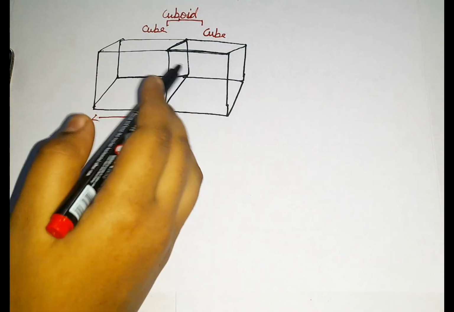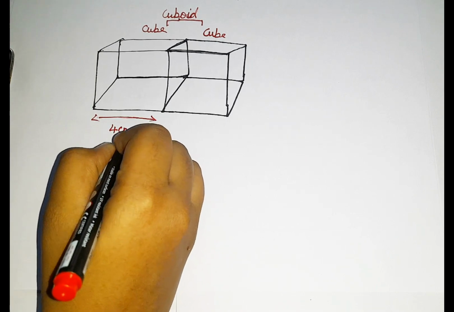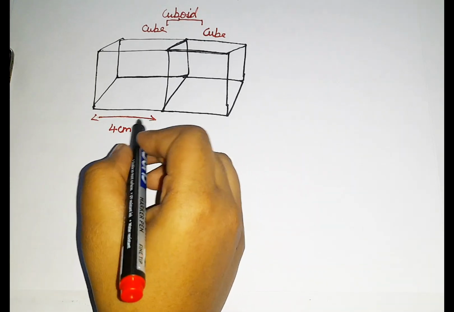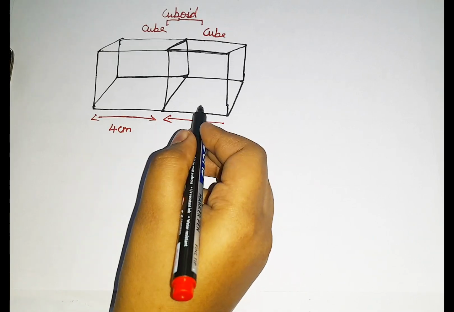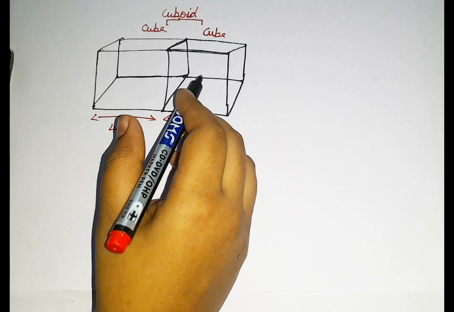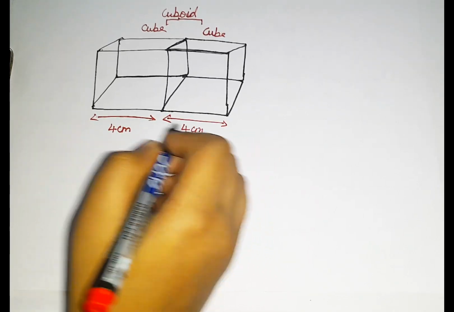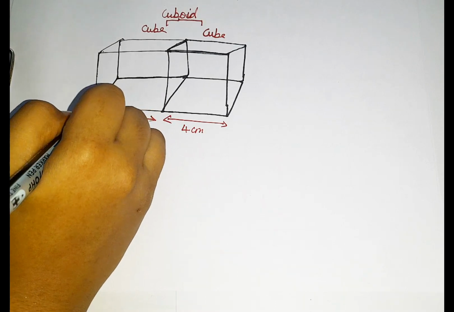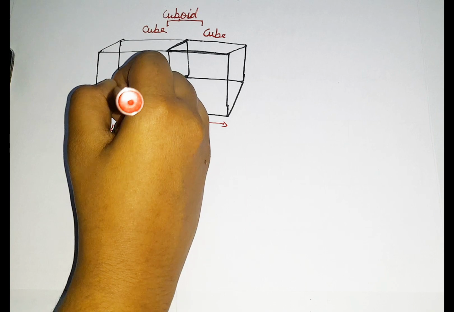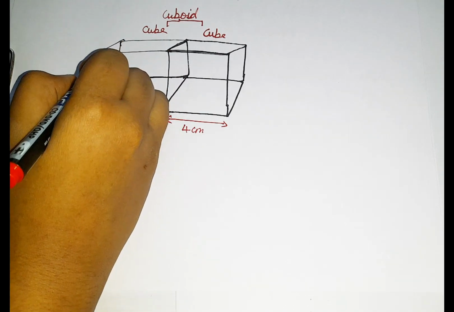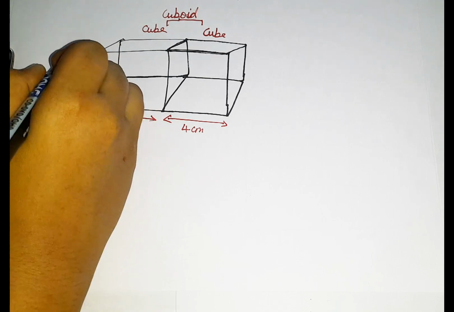So cuboid. Now since you guys know this is 4 centimeter, then here also it will be 4 centimeter, right? Why? Because we know the value of the length of the cube. This is also a cube, this is also a cube. So here also it will be 4 centimeter. What about breadth? Breadth is also 4 centimeter. And what about height? Height is also 4 centimeter.